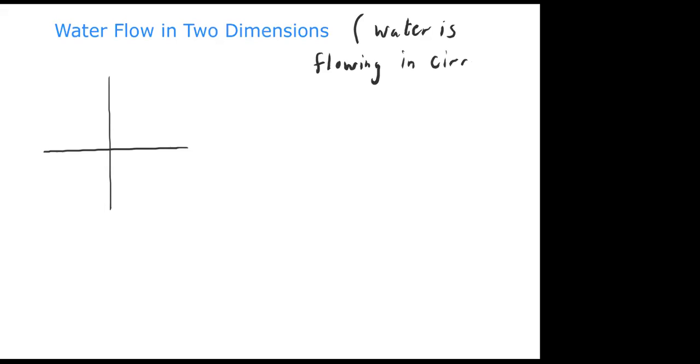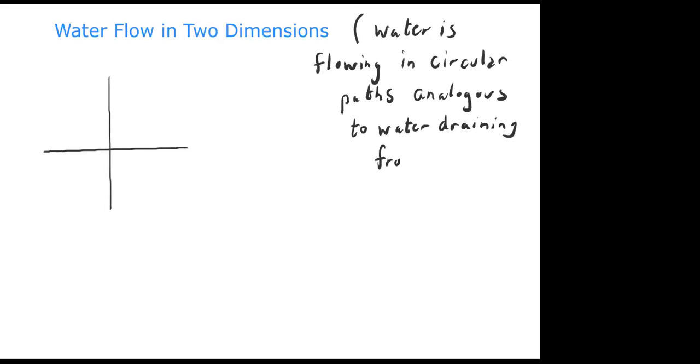Okay, so in my two-dimensional system, the example I'm going to look at will be water flow, where water is flowing in circular paths. This is analogous to water draining from a bathtub, as long as you don't take this model too seriously.